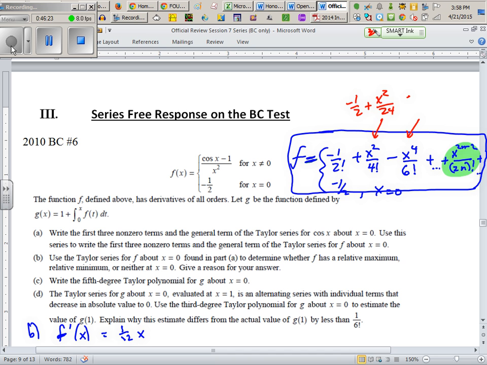And then this next term is minus x to the 4th over 6 factorial. Isn't that 720? Yeah, so when you bring down the 4, it's going to be minus 180 on the bottom. So minus x cubed over 180. Minus x cubed over 180.